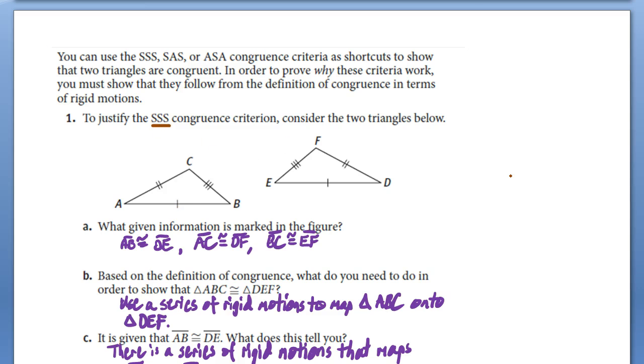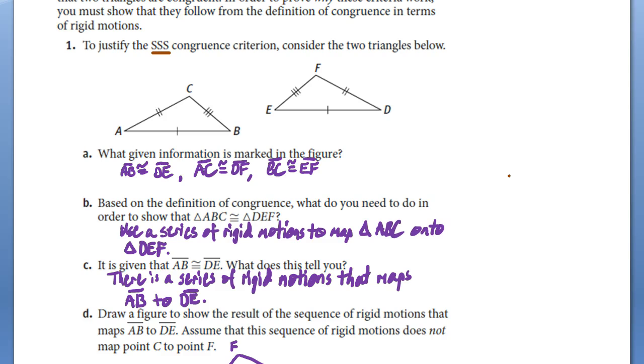which is the SSS situation. Question A, what given information is marked in the figure? We have that AB is congruent to DE, AC with the double mark is congruent to DF, and segment BC with the triple mark is congruent to segment EF. Question B, based on the definition of congruence, what do you need to do in order to show that these are congruent? We have to find a series of rigid motions that maps triangle ABC onto triangle DEF.